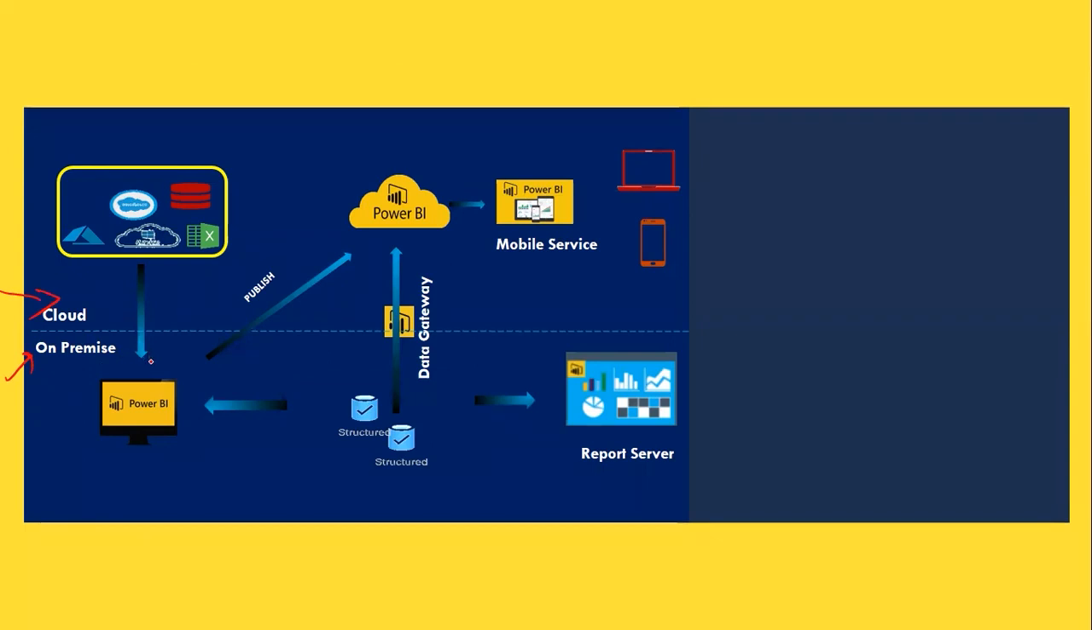So what is on-premise? It is a physical server. It is located in your office premises. And what is cloud? Cloud is a virtual server. The servers are maintained by someone else on your behalf. Someone is maintaining your server. All you need to do is go and sign up or subscribe with them.